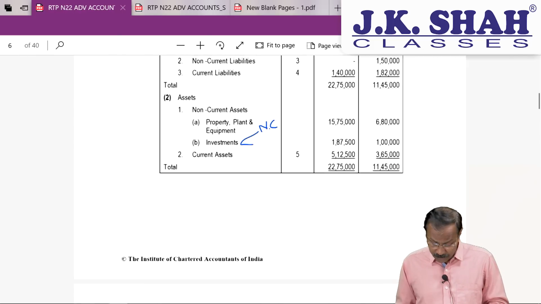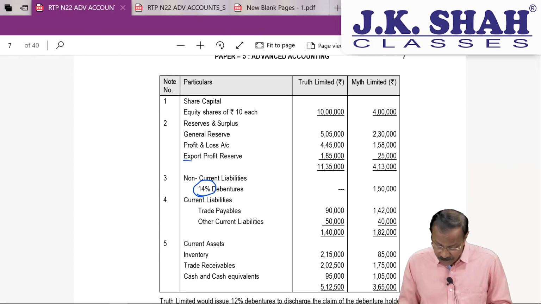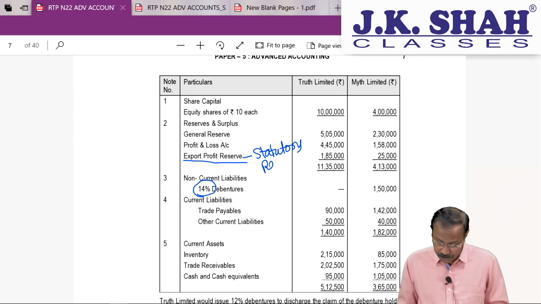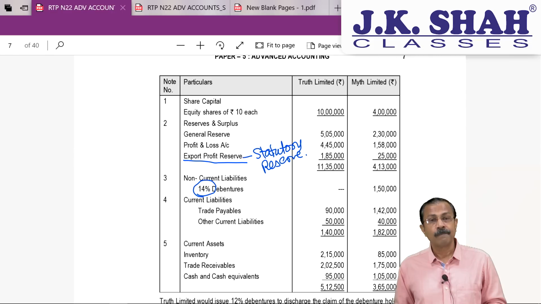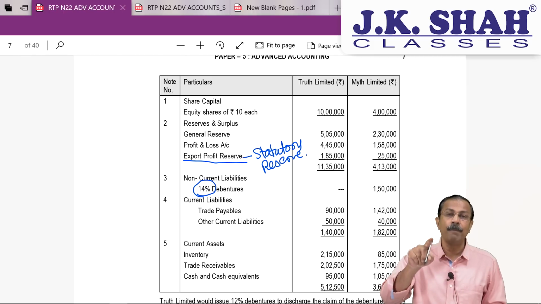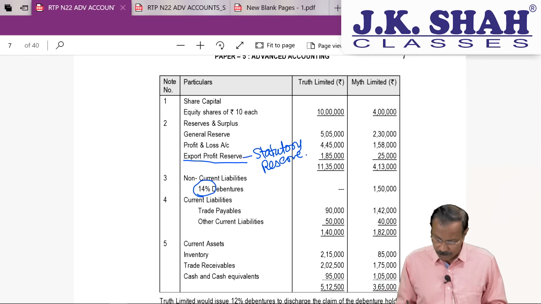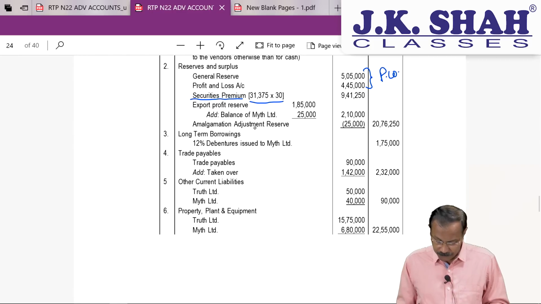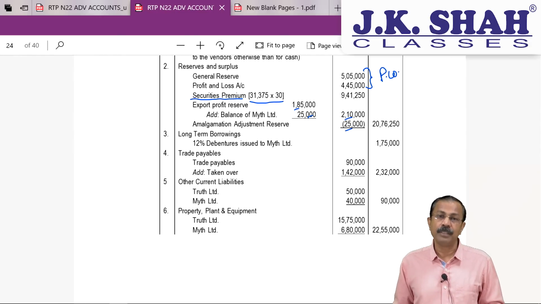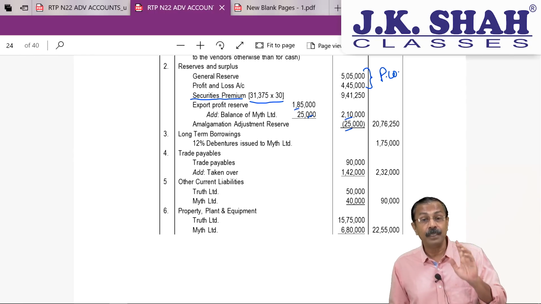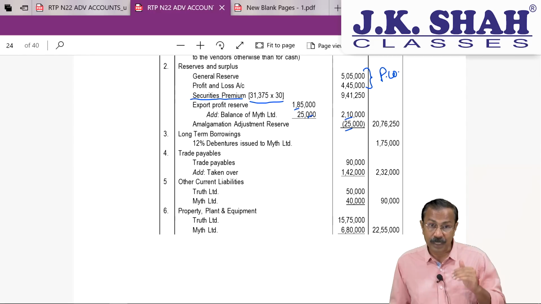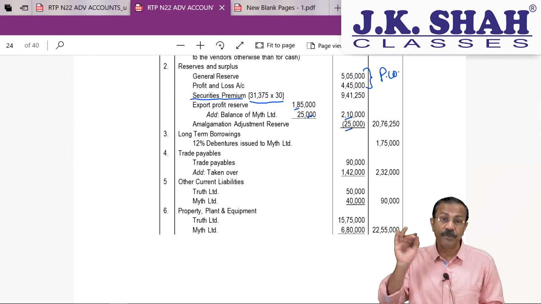What is important is, in reserves and surplus, you have one called as export profit reserve. This is one of your statutory reserve. It is your statutory reserve, remember. This reserve has to appear in the books of the purchasing company, remember. So it will be, see, amalgamation adjustment reserve account debit to statutory reserve account. Amalgamation adjustment account is adjusted in your reserves and surplus and you get the balance figure.